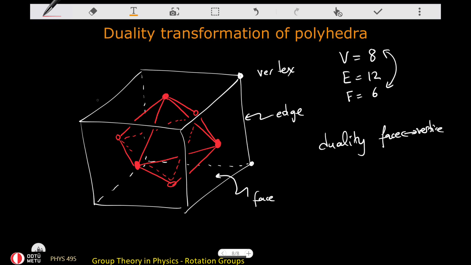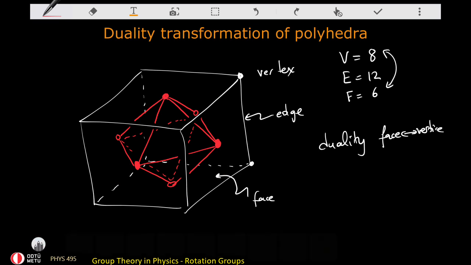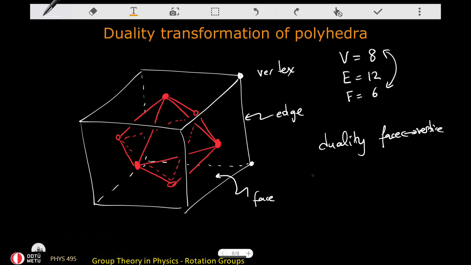And since my shape has this perfect symmetry, whatever symmetry operations leave the cube invariant, the same operations are going to leave that shape invariant. So it appears that the shape that I obtain in here is the octahedron. So basically, the duality transformation transforms the cube into the octahedron.